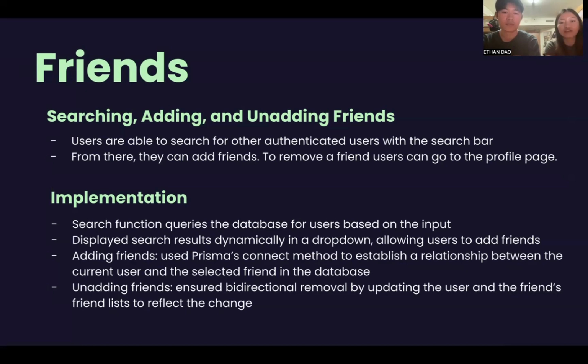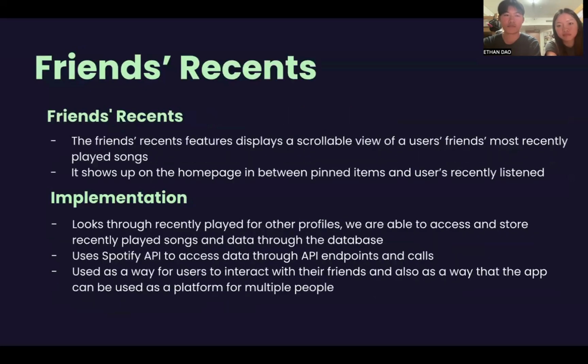For adding friends, we implemented Prisma's connect method to establish a relationship between the current user and the selected friend that they wish to add in the database. For unadding friends, we made sure to ensure bidirectional removal by updating both ends. That means the user's end as well as the friend's friend list, to reflect the change on both sides.